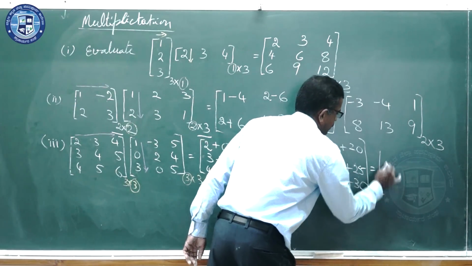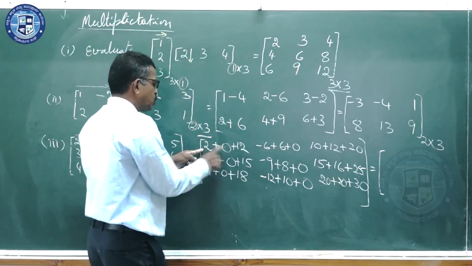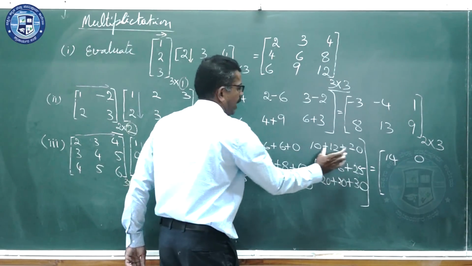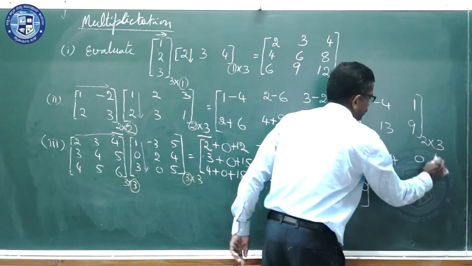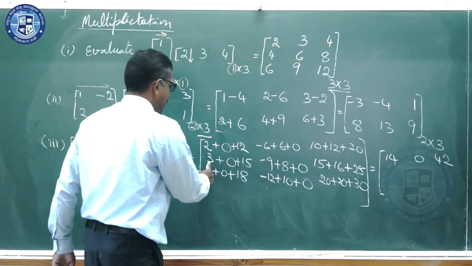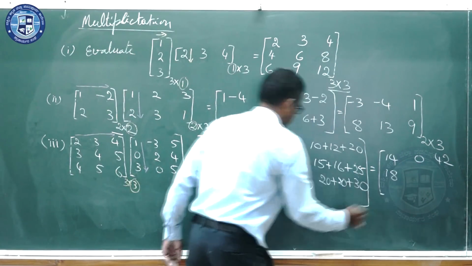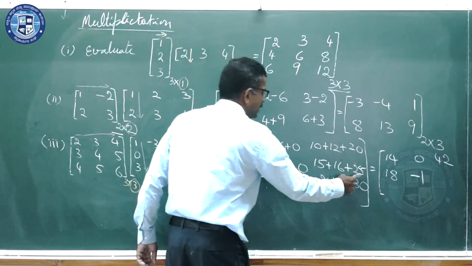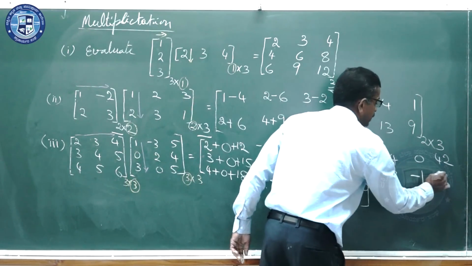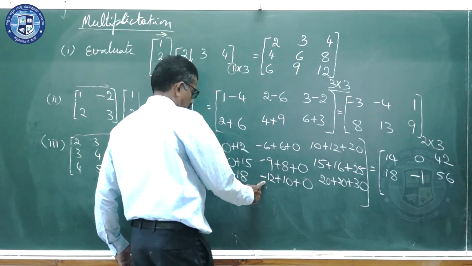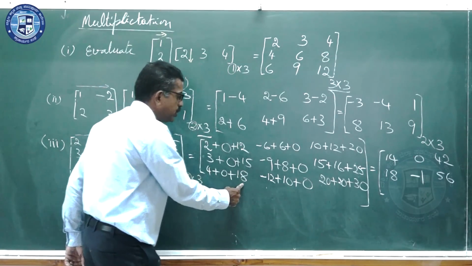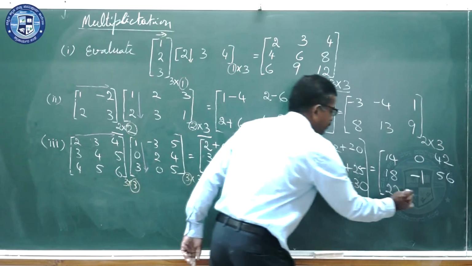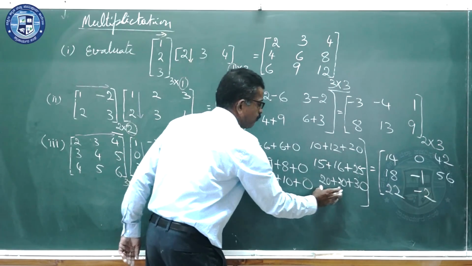What is the final matrix? Final matrix will be, it is 2 plus 12, 14. Next here 6 minus 6, 0. And here we have 32 plus 10, 42. Next we have 18. Minus 9 plus 8, minus 1. 15 plus 25, 40. Plus 16, 56. Next we have here 22. We have minus 2. And then here 40 plus 30, 70.